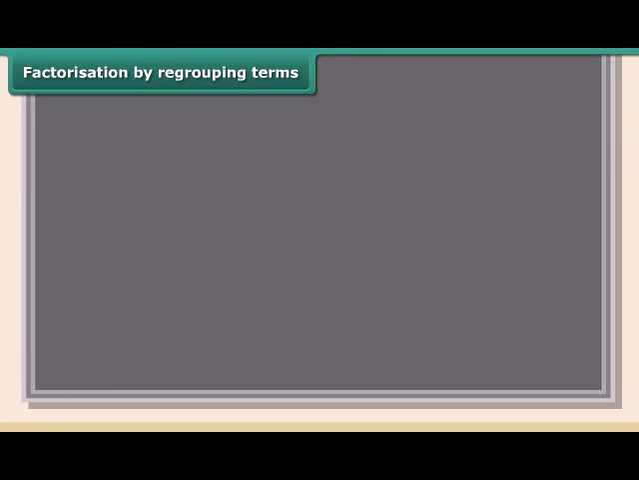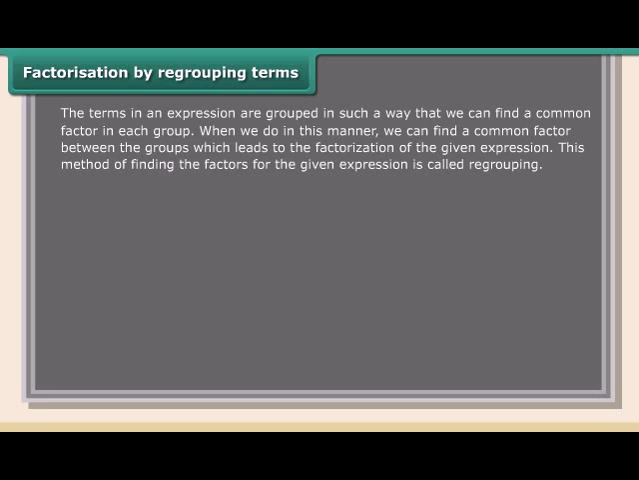Factorization by regrouping terms. The terms in an expression are grouped in such a way that we can find a common factor in each group. When we do it in this manner, we can find a common factor between the groups which leads to the factorization of the given expression. This method of finding the factors for the given expression is called regrouping.